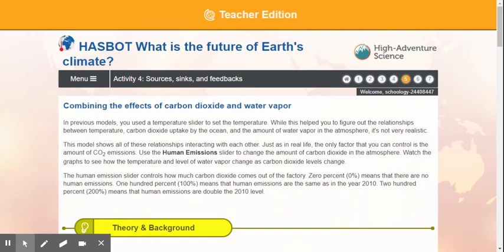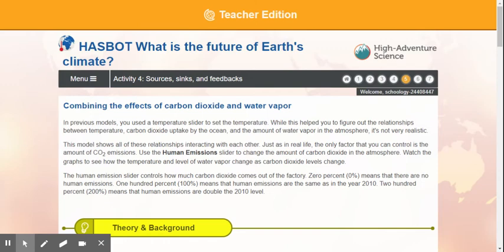Use the human emissions slider to change the amount of carbon dioxide in the atmosphere. Watch the graphs to see how the temperature and level of water vapor change as carbon dioxide levels change. The human emissions slider controls how much carbon dioxide comes out of the factory. 0% means there's no human emissions. All right, we're not burning any fossil fuels and nothing.